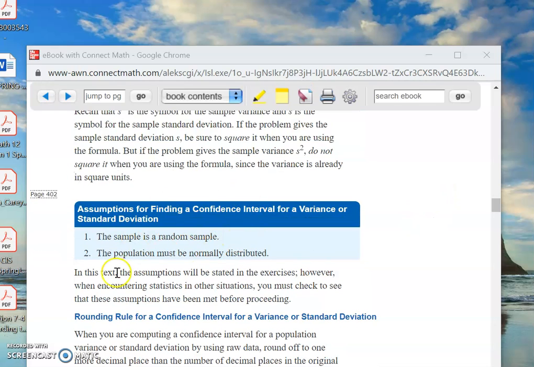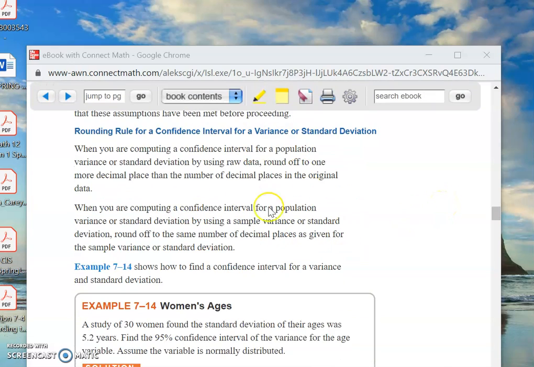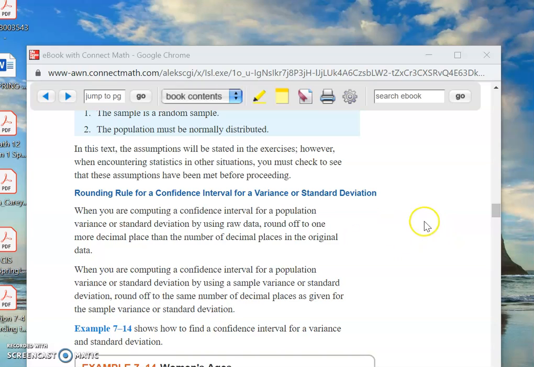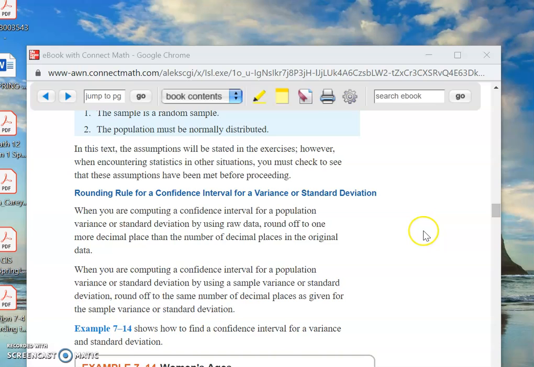Okay, so here's some assumptions. The key thing here is population must be normally distributed. If the population is not normally distributed, it does not work. Okay. And here's a rounding rule. That obviously is something that you do need to know, but I'm not going to read it to you. You guys can figure that out by now by yourself.